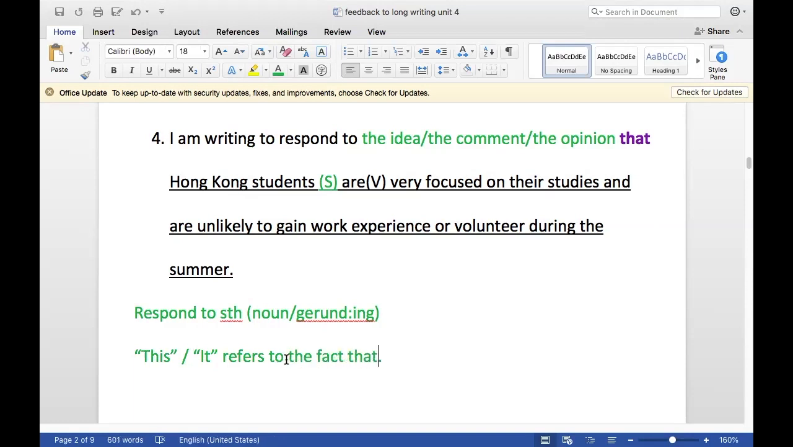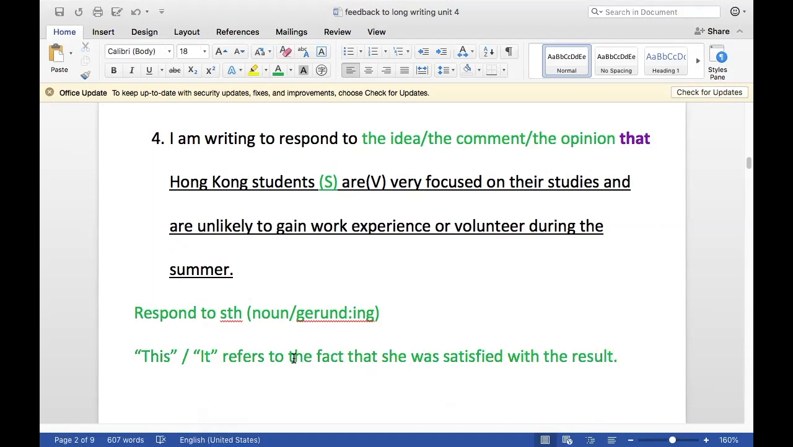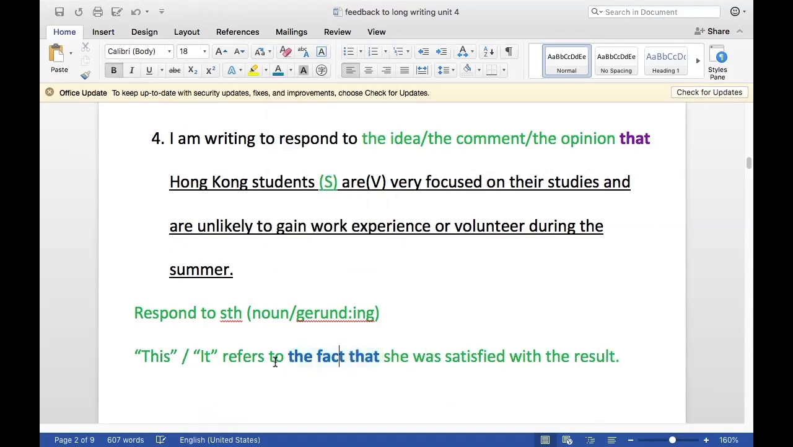For example, the fact that she was satisfied with the result. Okay, the fact that is something you need to learn. It refers to the story. That's the fact that, okay? The same structure as here, responding to something.